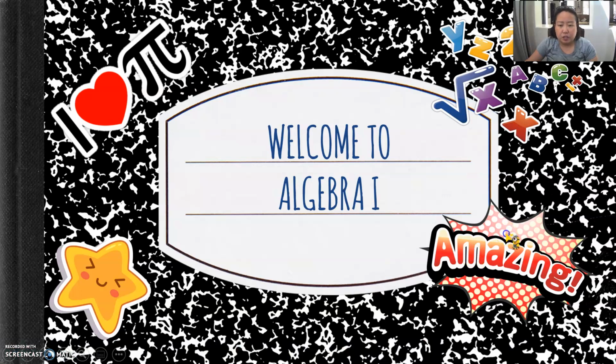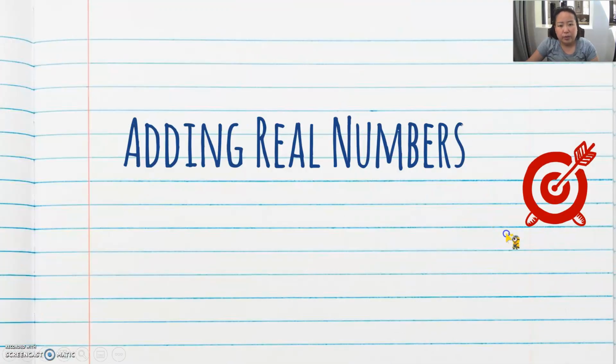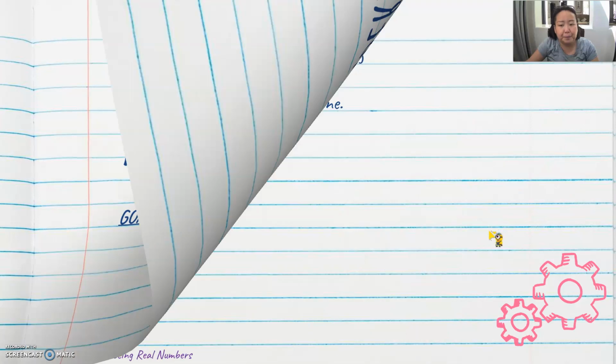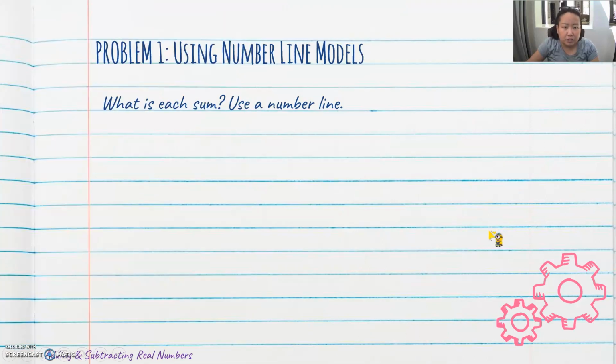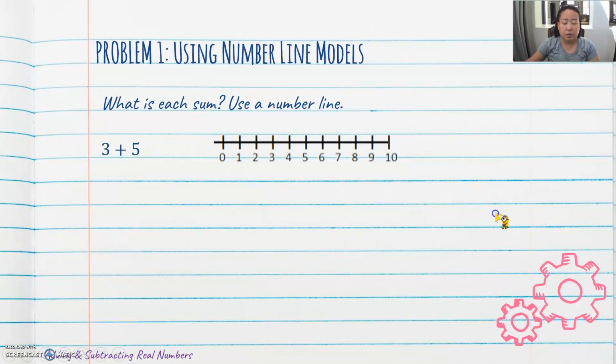Hi everybody. So today we will be discussing adding real numbers, and our goal is to find sums of real numbers. So let's use our number line to show how to do addition. What is the sum of each pair of numbers? Use the number line. For example, we have 3 plus 5.